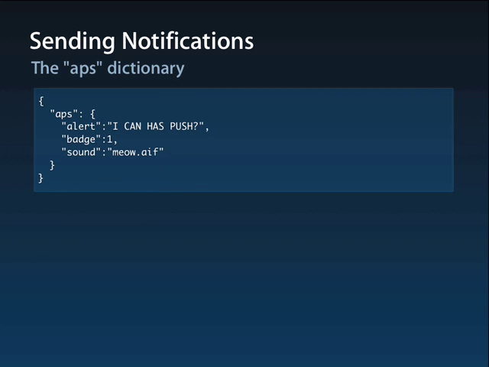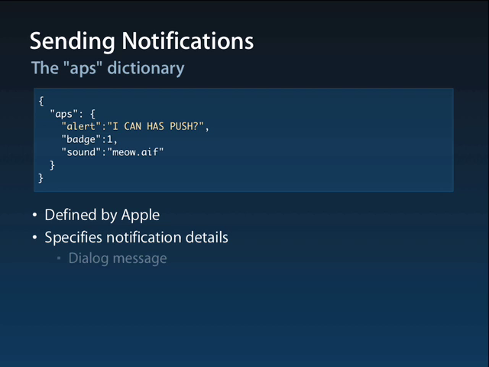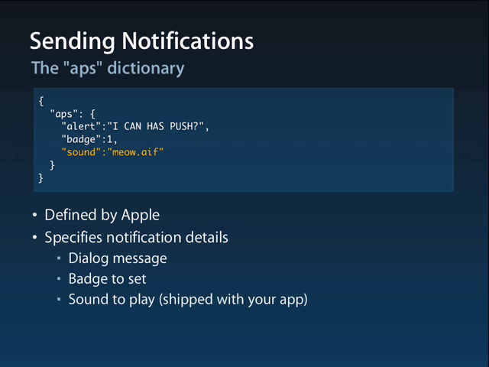The APS dictionary contains all of the essential notification data. This dictionary is defined by Apple and contains a number of keys: a message to display in the SMS-style alert dialog, a numeric badge that will appear on your app's home screen icon, and a custom sound to play when the notification arrives. This is the name of a pre-existing file inside your app bundle. You can also request the default notification sound on the user's device. All of these details are optional. You can send a notification containing one or more of them.